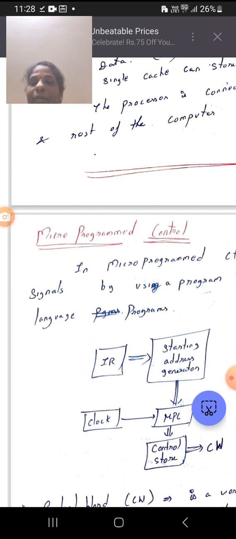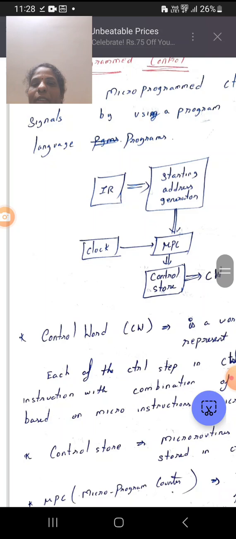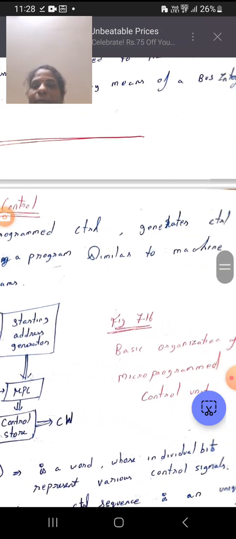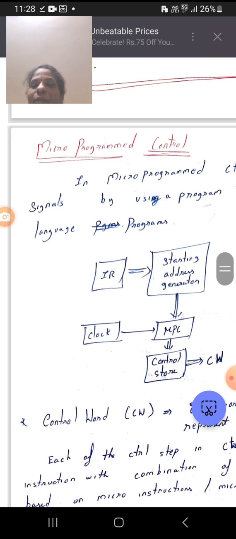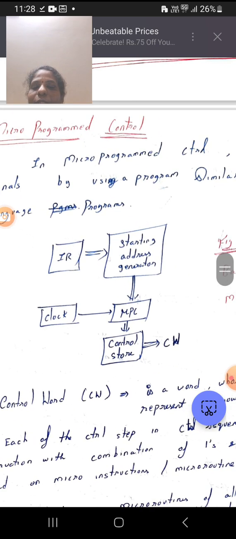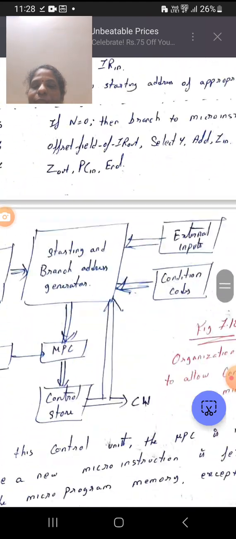Then the microprogrammed control is nothing but it has the preprocessor and the generation of control signals, which is used to send the signals.